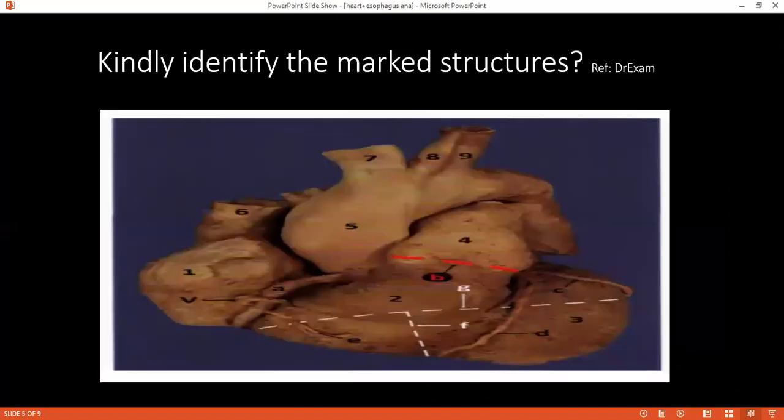If you can describe the image that you're looking at, taken from another book, it is again a gross specimen of the heart. Yes, it is showing: first is the right atrium, 2 is right ventricle, 3 is left ventricle, and 4 is auricle of left ventricle, 5th is ascending aorta, and 7, 8, 9 are branches of ascending aorta, 6th is SVC. Yes.